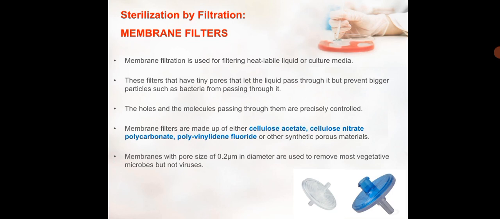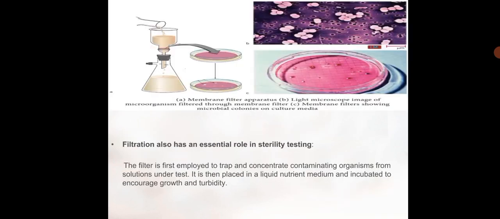Membranes with a pore size of 0.2 micrometer in diameter are used to remove most of the vegetative microbes, but not viruses. Membrane filters also have an essential role in sterility testing. The filter is first employed to trap and concentrate contaminating organisms from the solution under test. It is then placed in a liquid nutrient medium and incubated to encourage growth and turbidity.